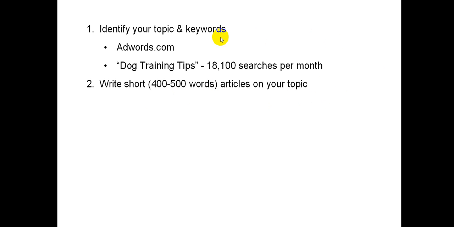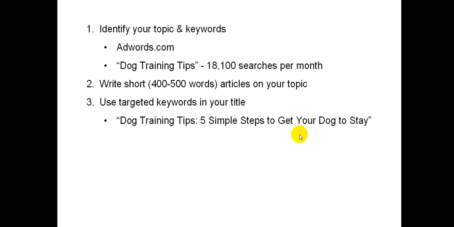So make sure that you stay focused initially, stick with one topic and just a couple keywords or key phrases that you've done a little bit of research on. Then you want to use your keywords in your title. So use the targeted keywords in your title, in this case, dog training tips. So it could be dog training tips, 5 simple steps to get your dog to stay or to sit or to heel. Whatever you want to do here.